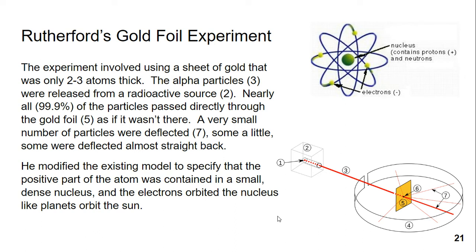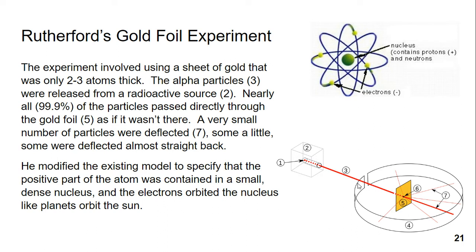So in Rutherford's gold foil experiment, you can see a diagram here at the bottom. He used a sheet of gold that was very, very thin, only 2 to 3 atoms of gold thick. He had a radioactive source that he could use to shoot alpha particles at the gold foil. And what he noticed was that nearly all of the alpha particles would pass directly through the gold foil as if it wasn't there. But a small number of the alpha particles were deflected. And to deflect means that its path bends, so they went off in a different direction. Some of them a little bit, and some of them back towards the scientist.